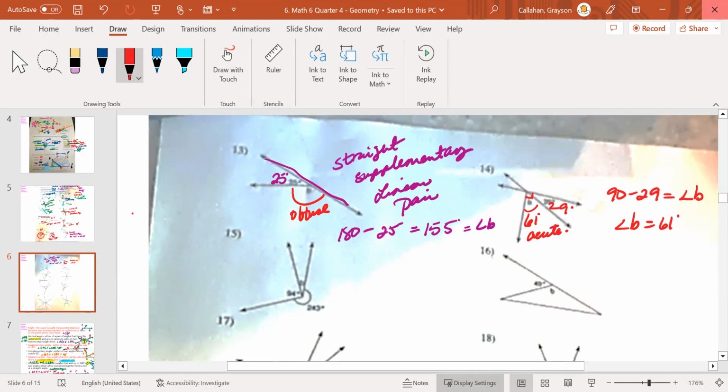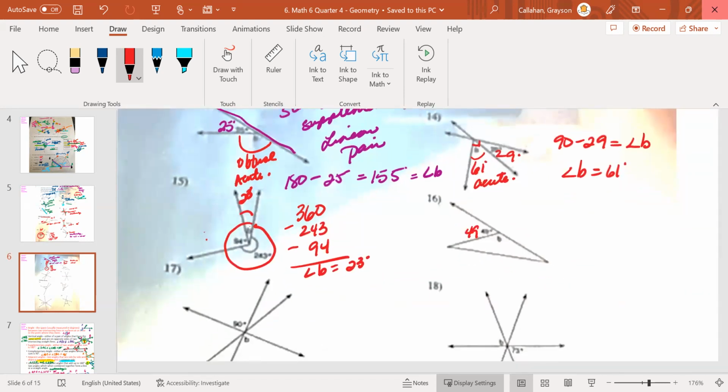Okay. Number 15, the entire circle in this situation, like I said before, is 360. So you do 360 minus 243 minus, I think that says 94, I'm not 100% sure. That's going to give you angle B. So 360 minus 243 minus 94, angle B is 23 degrees, which makes sense because that is also acute, which means it's less than 90 degrees.